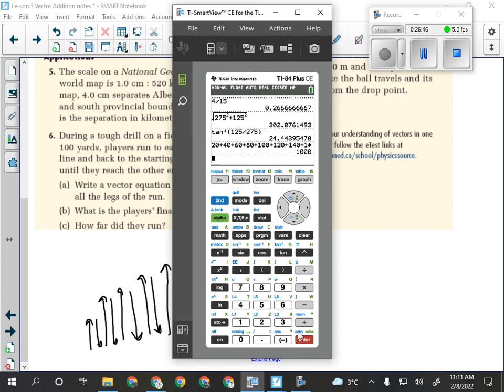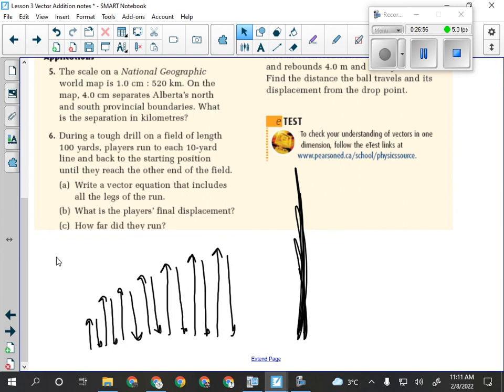All right, what's their total displacement? 100 yards. I would say downfield or forwards. They don't really describe it, but they do say on the field, so towards the other end of the field could be a valid vector there. We have to give something.